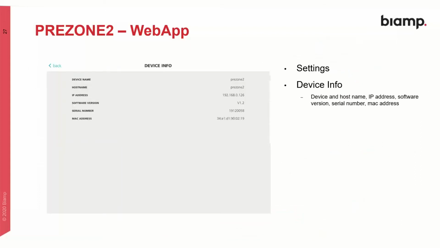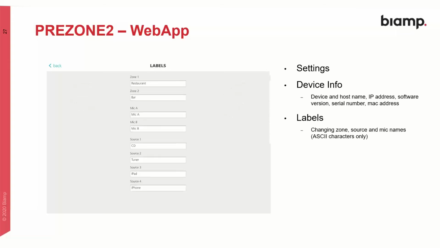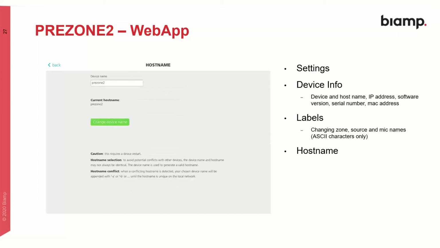In the settings menu, we have, for example, device info. This is where you can find the device host name, IP address, software version, serial number, and MAC address. This is the labels section where you can set the labels for each of the zones. In my case, it's restaurant and bar, and then the names for the microphones and the music sources. It's important to understand that these labels appear not only in the web app, but also on the DIWAC wall panel when you're using those.